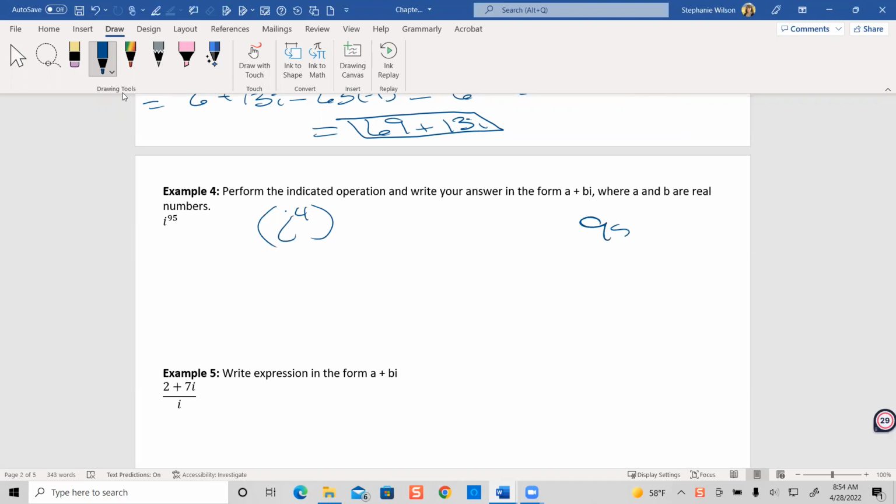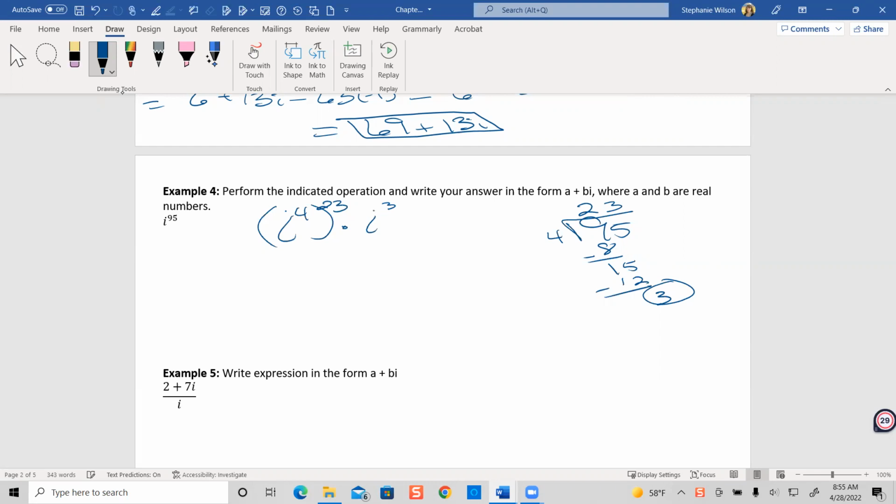So what I need to do is take that 95 and divide it by 4 and figure out how many times 4 goes into 95. I get 4 times 2 is 8, subtract 9 minus 8 is 1, bring down the 5, 4 times 3 is 12, with a remainder of 3. So I need to say 4 times 23, because if you raise a power to another power, we multiply the powers. So 4 times 23 will give me 92. It leaves me with a remainder of 3, so I need to raise the i to a 3.